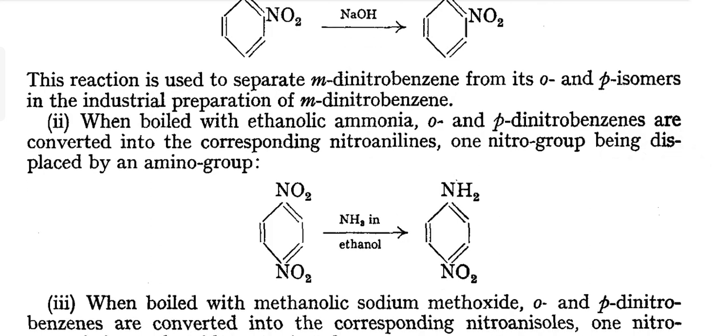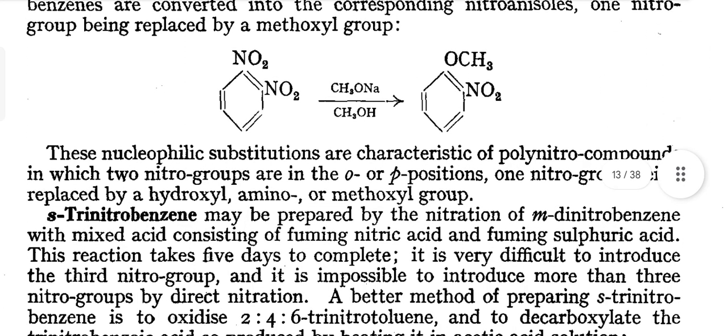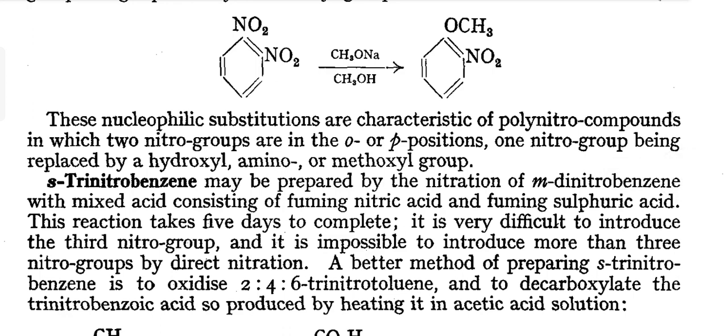Second, when boiled with ethanolic ammonia, ortho- and para-dinitrobenzenes are converted into the corresponding nitroanilines, one nitro group being displaced by the amino group. Third, when boiled with methanolic sodium methoxide, ortho- and para-dinitrobenzenes are converted into the corresponding nitroanisoles, one nitro group being replaced by a methoxyl group. These nucleophilic substitutions are characteristic of polynitro compounds in which two nitro groups are in ortho or para position, one nitro group being replaced by a hydroxyl, amino or methoxyl group.